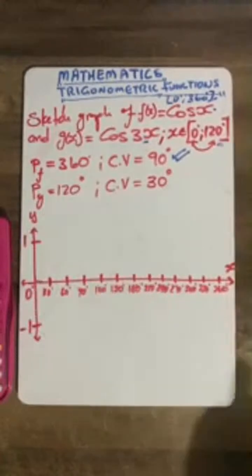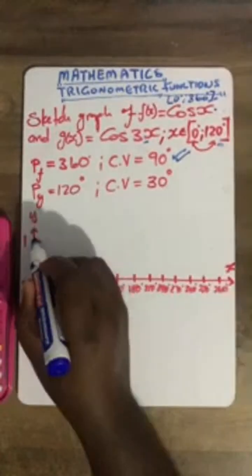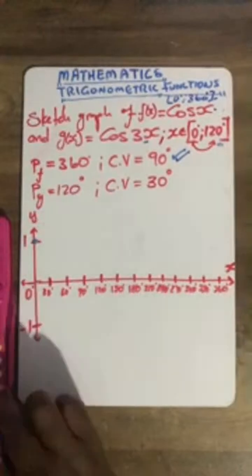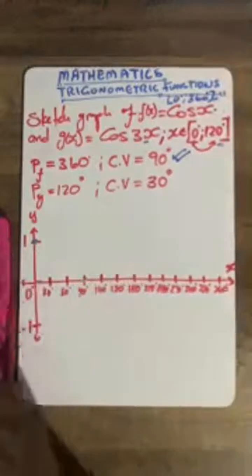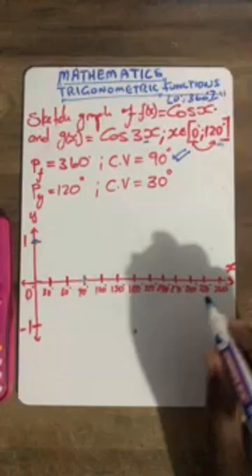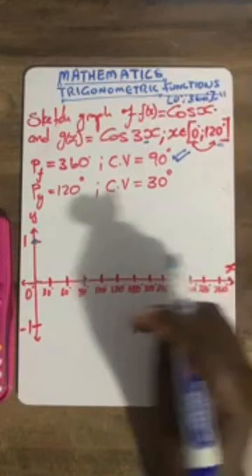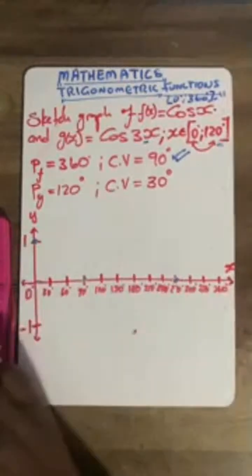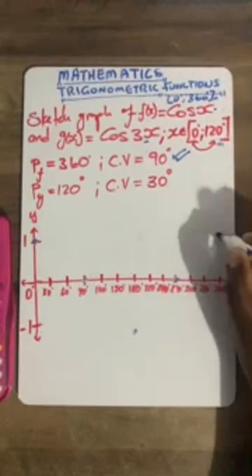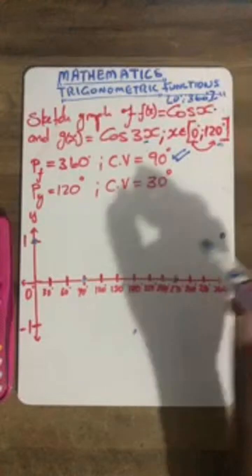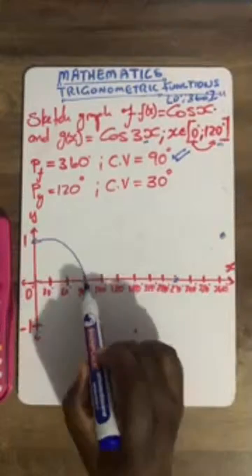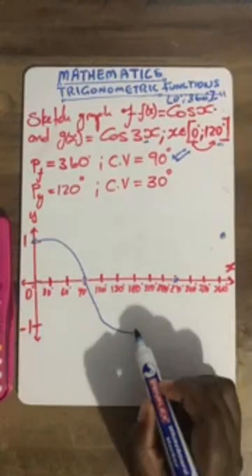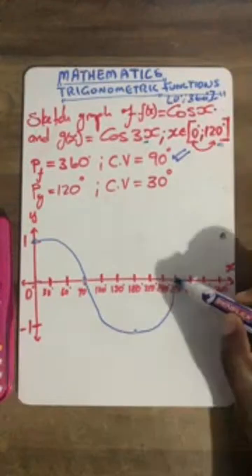So that means cos 0 is 1. Then you go to 90, it is 0. And then you go to 180, and then it gives 0. And then you go to 360, and then it gives you 1. So that means this is what you are having. You are having your function doing that.